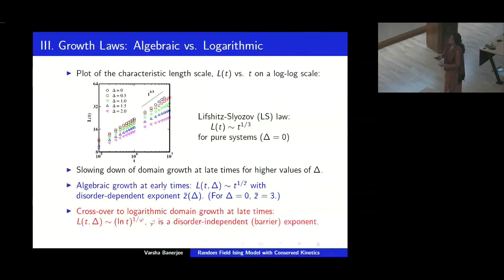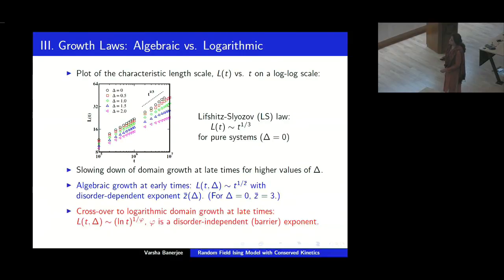So here I look at the growth laws. So I look at L(t) as a function of t. That's the plot of the characteristic length scale on a log-log scale. And pure systems generally obey this very well-known growth law, which is the Lifshitz-Slyozov law. It says that L(t) goes as t raised to 1/3. Okay, so that's for delta equal to 0. And that's the line that we have here.